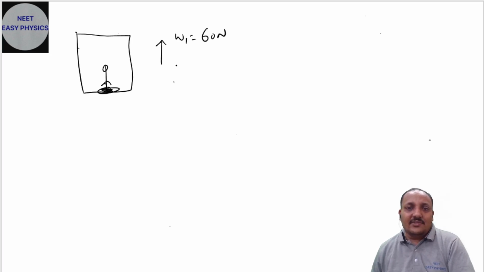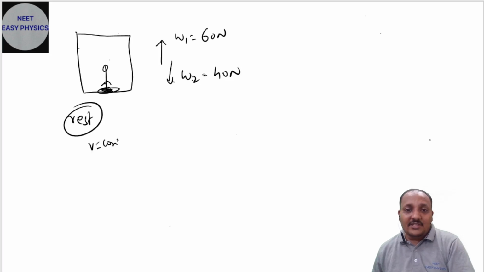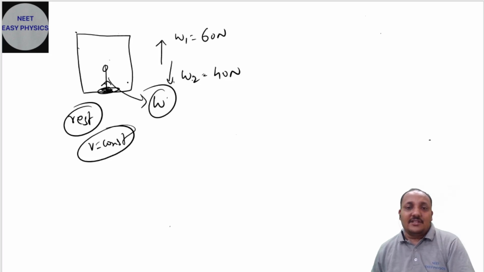Next, they will give a person moving in a lift, meaning how to apply the equations for the given problem. A person is moving in a lift, standing on a weighing machine. When he is moving upwards, his weight is going to be 60 newtons, they will give. When it is moving downwards, weight is going to be 40 newtons, they will give. Now when the lift is at rest or moving with constant velocity, what is the weight of this person, they will ask.